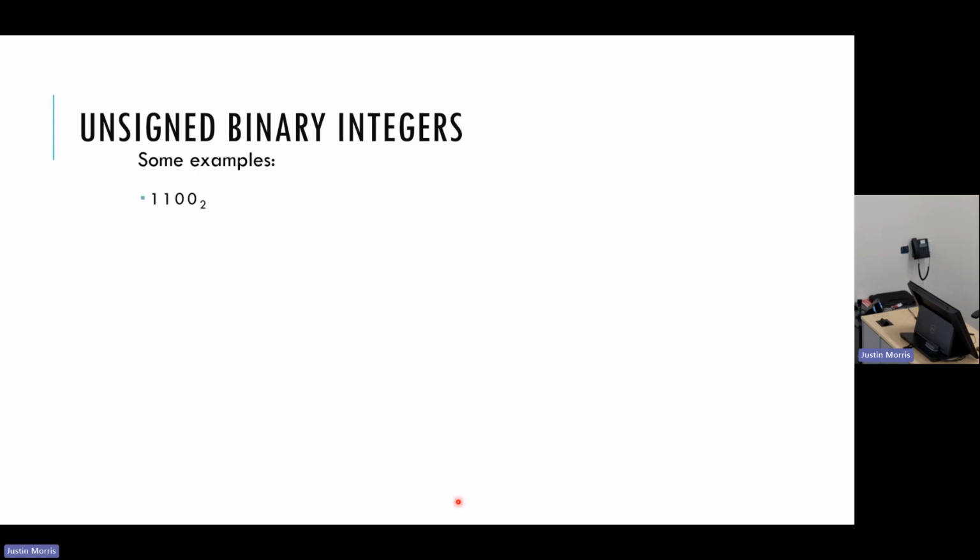Here are some more examples. What is this number? Those of you that are new to binary, please tell me this number in decimal. Yeah. This is 12. Yes. 8 plus 4 is 12. This number?